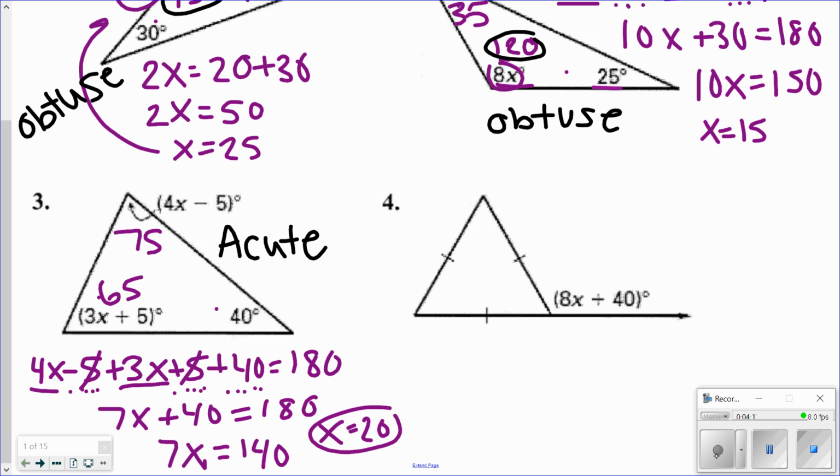For question number 4 here, I have an exterior angle here, 8x plus 40. But if I look at my triangle, I don't see any equations inside. However, what I do see is that I have tick marks here on these side lengths, meaning that all 3 sides are congruent. If all 3 sides are congruent, that means we have an equilateral triangle.